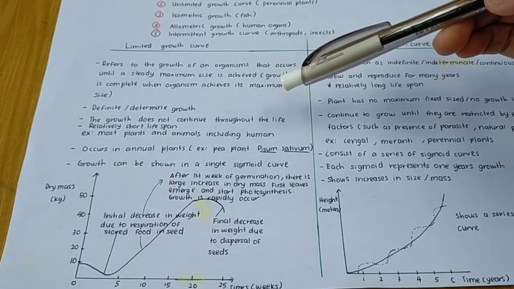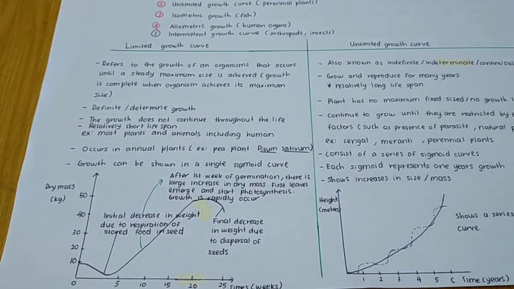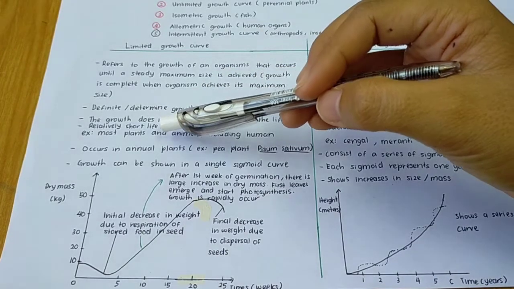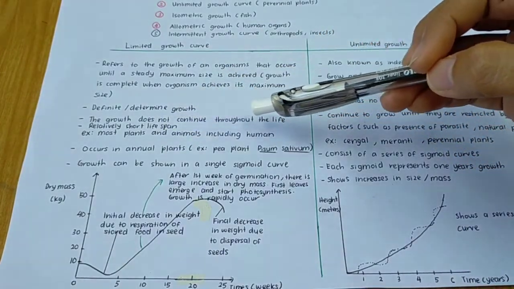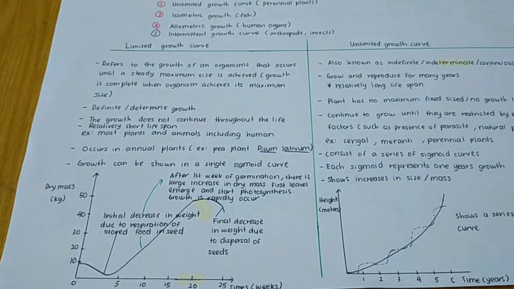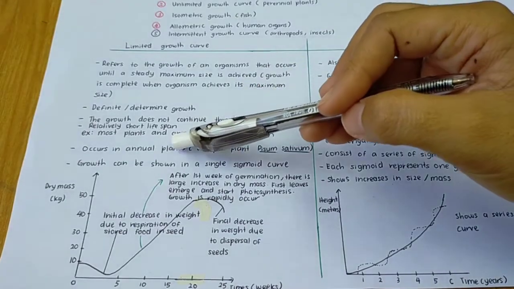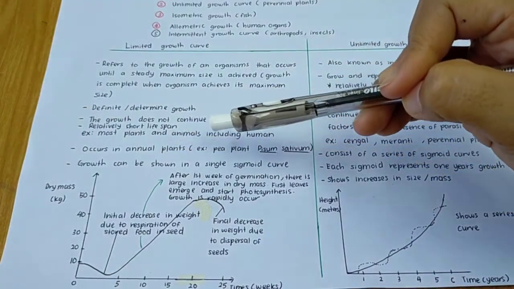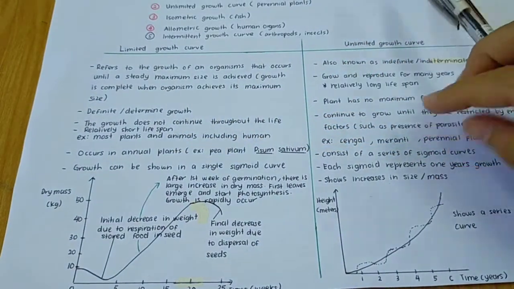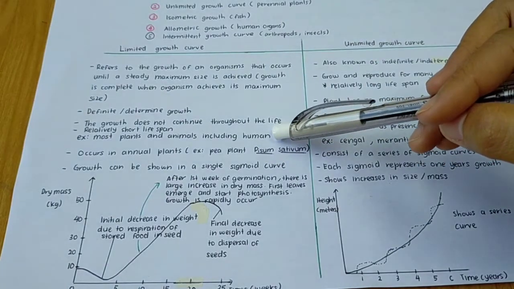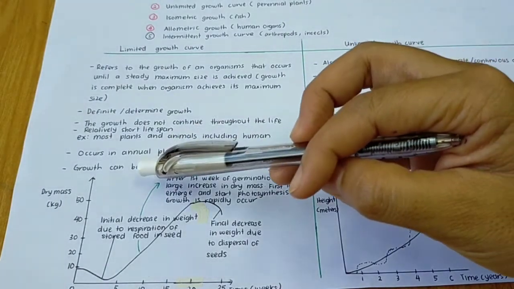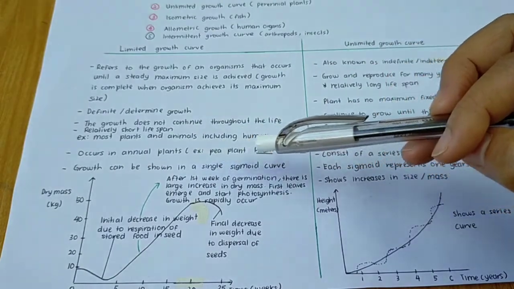So bila dia dah achieve maximum size, so what happens to the organism? Organism growth is stopped. Okay, so the example, most plant and animals including human. Maksudnya most plant and animal, it will show the limited growth curve. Okay. And then it will also occur in annual plant. For the example, pea plant, whose scientific name is Pisum sativa. So the growth can be shown in a single sigmoid curve.